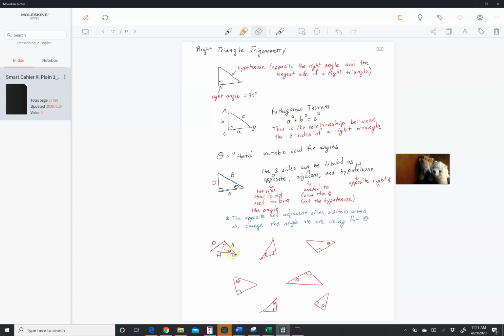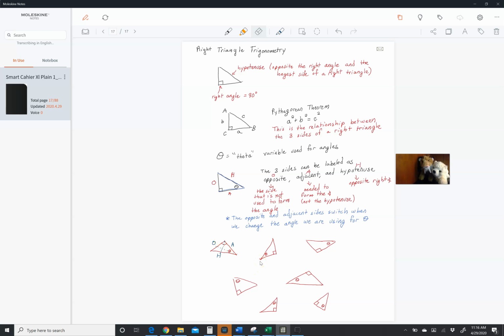Your adjacent is the one that's next to the angle. Adjacent means next to, okay? If 2 people are sitting adjacent to one another, they're sitting next to each other. So if this is the hypotenuse, that's one of the sides that's next to theta. So the other one must be the adjacent.